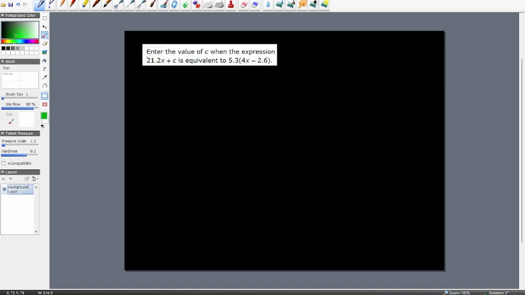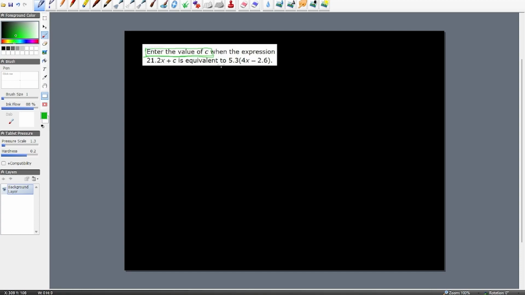The problem states, enter the value of C, so I'm going to underline that, when the expression 21.2x plus C is equivalent, so when that is set equal to this expression, 5.3 times 4x minus 2.6. Okay, I'm going to really zoom in on this here, because the whole goal of this question, what they're really asking me, is to find the value of C.